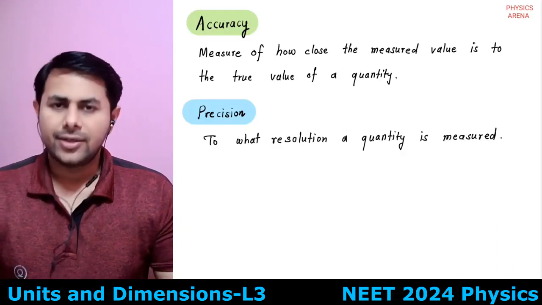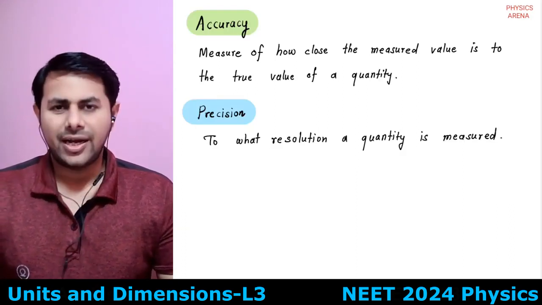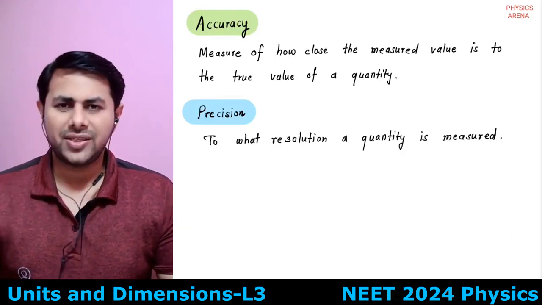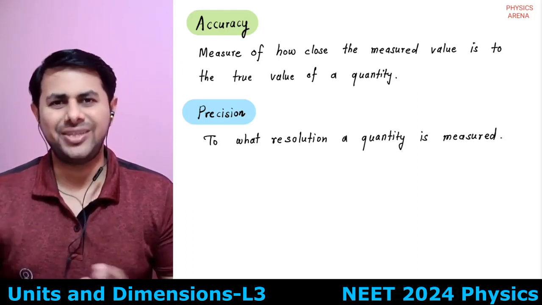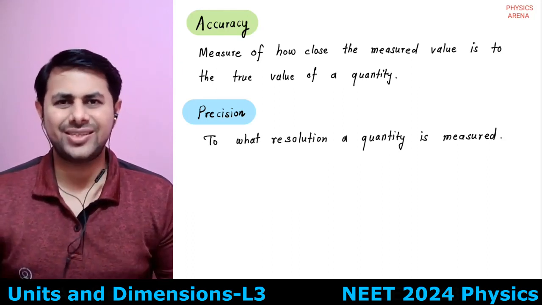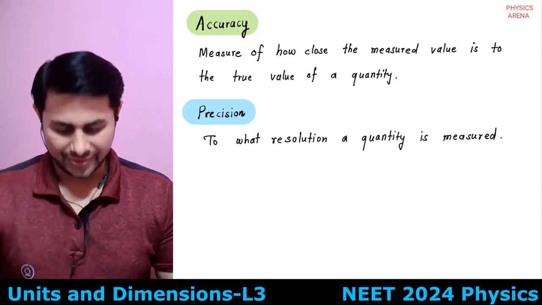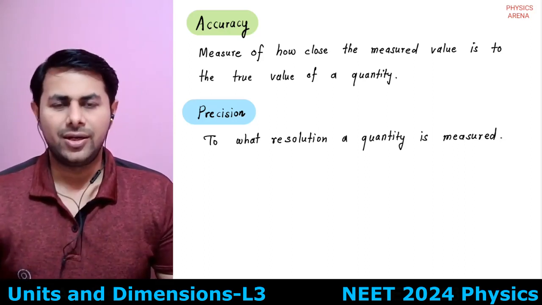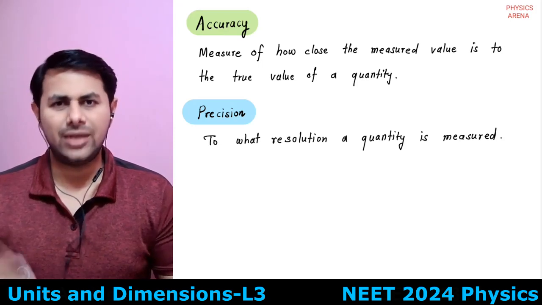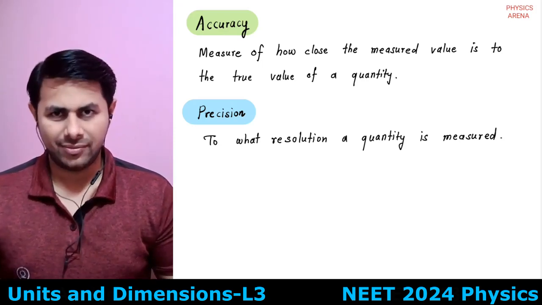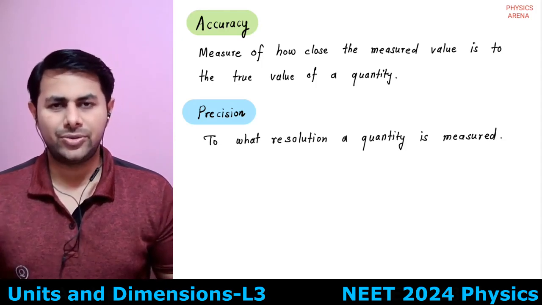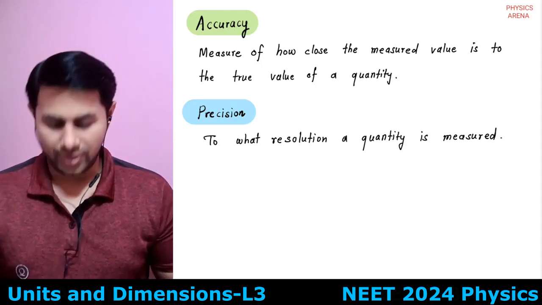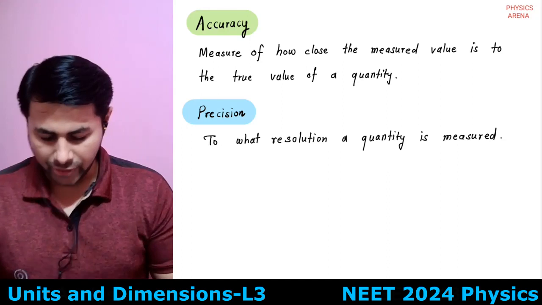So next, let's talk about accuracy and precision. What is accuracy and precision? In our day-to-day language, both mean the same, but in physics, they have different meanings. So what is accuracy? It is the closeness between the true value and the measured value of a quantity. And what is precision? It is the resolution with which you take the measurement. All right, so let's see what's the difference between them.